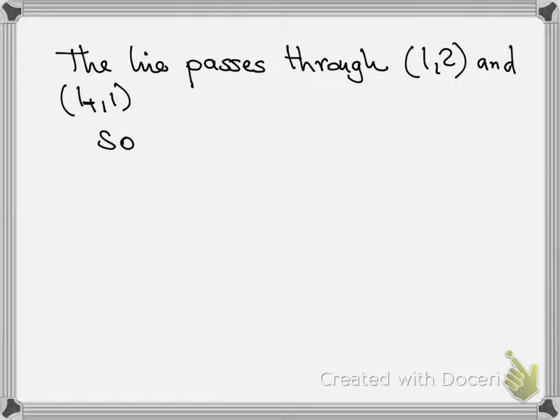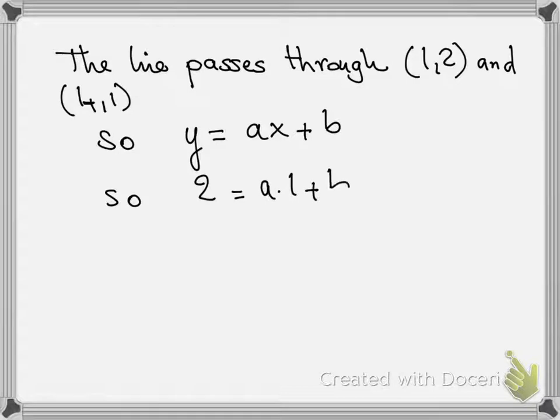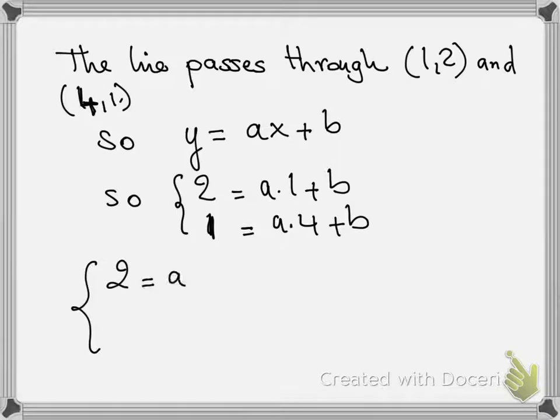So, guys, in general, the equation of a line would be y equal to ax plus b, right? So here I'm saying, if x is 1, y would be 2. And if x is 4, y would be 1. Okay, so we have two equations here. So we have 2 equals a plus b, and 1 equals 4a plus b.